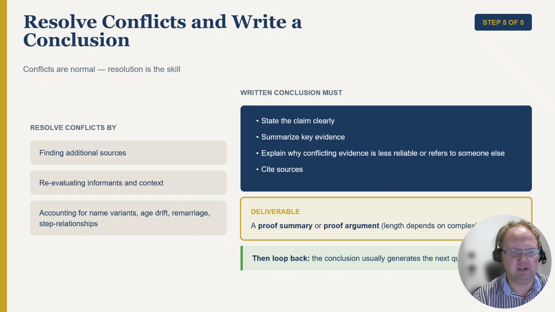The forms vary in complexity. Simple cases might warrant a proof summary, a few paragraphs. Complex cases might require a full proof argument, a detailed essay with extensive citations. Even rough draft conclusions can help you see where your evidence is strong and where gaps remain. It's important to play devil's advocate with yourself.